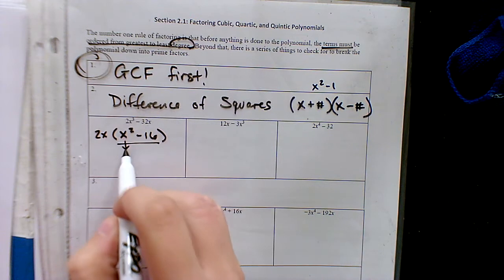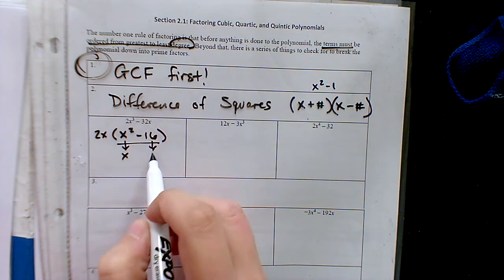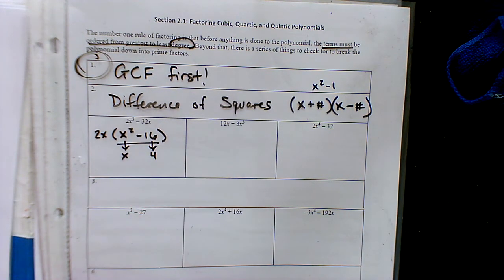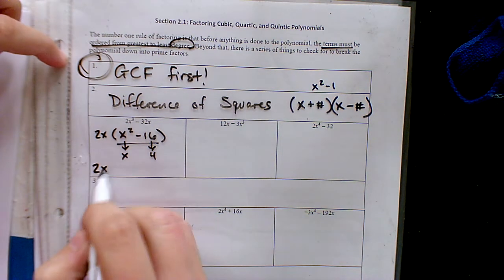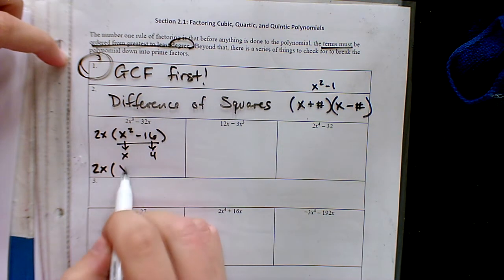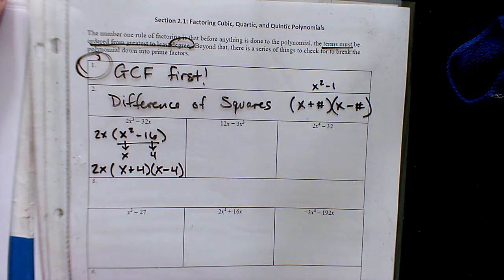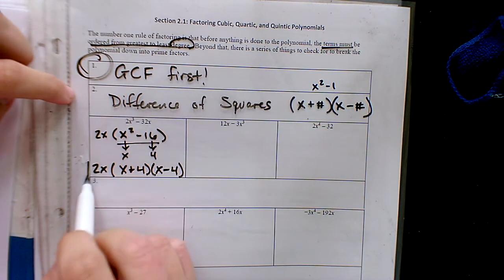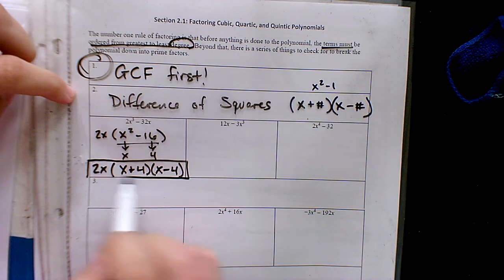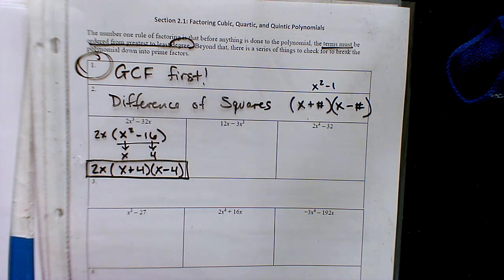Okay, so the perfect square of x squared is x, and the perfect square of 16 is 4. X times x is x squared, 4 times 4 is 16. So if we use the difference of squares, we would need an x plus 4 and then an x minus 4. We'll keep the GCF out front because we pulled it out initially, but we're just going to carry it down as we continue to factor.